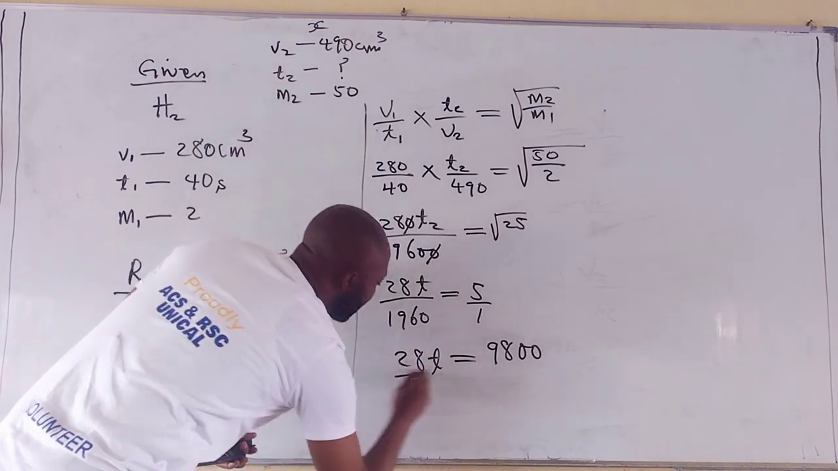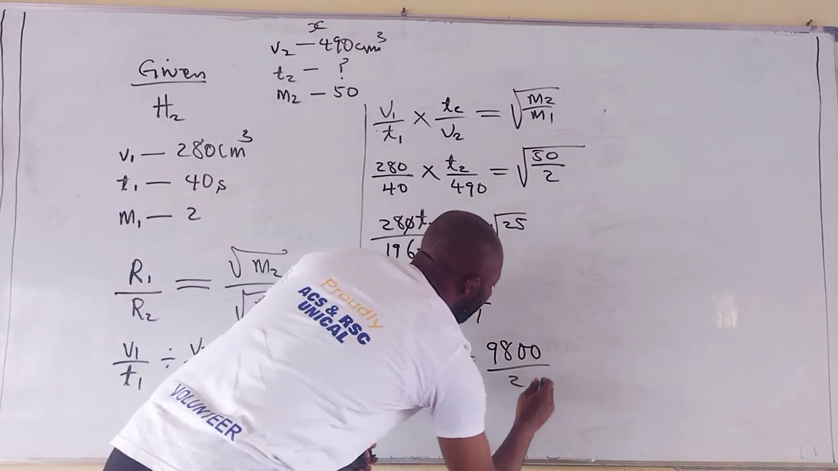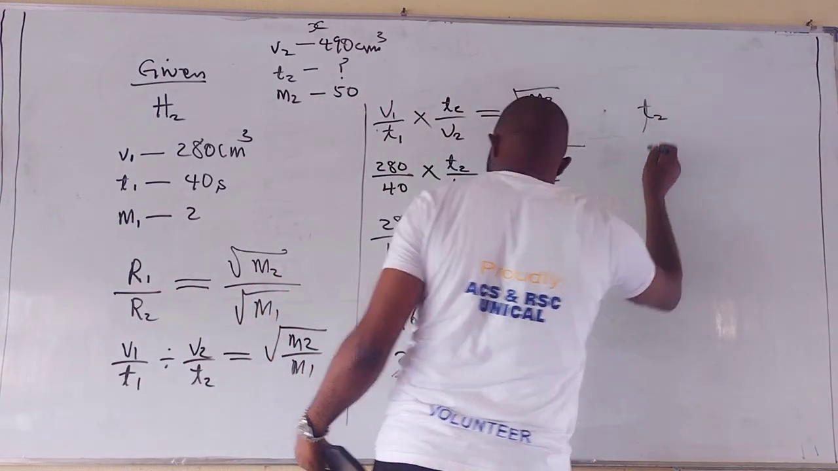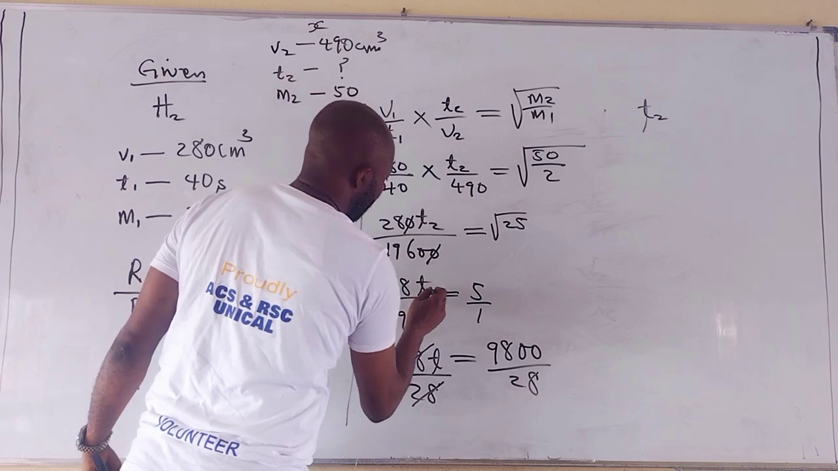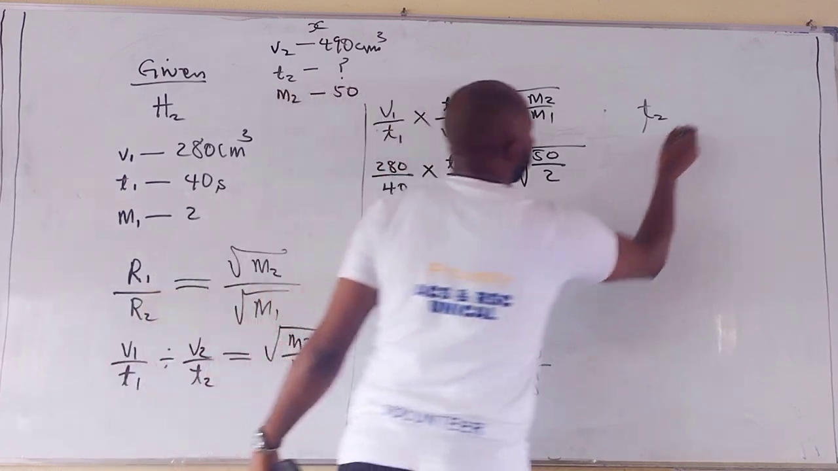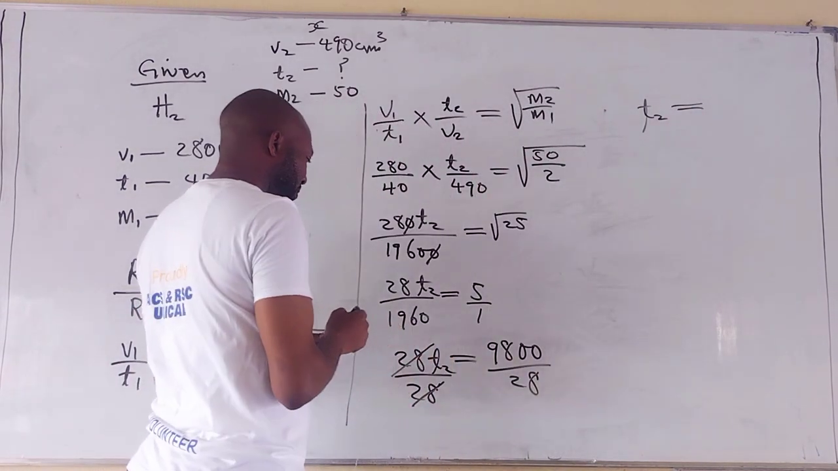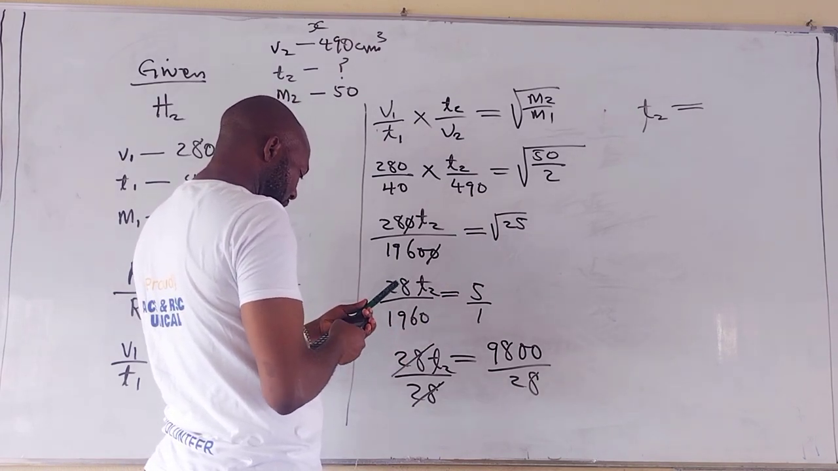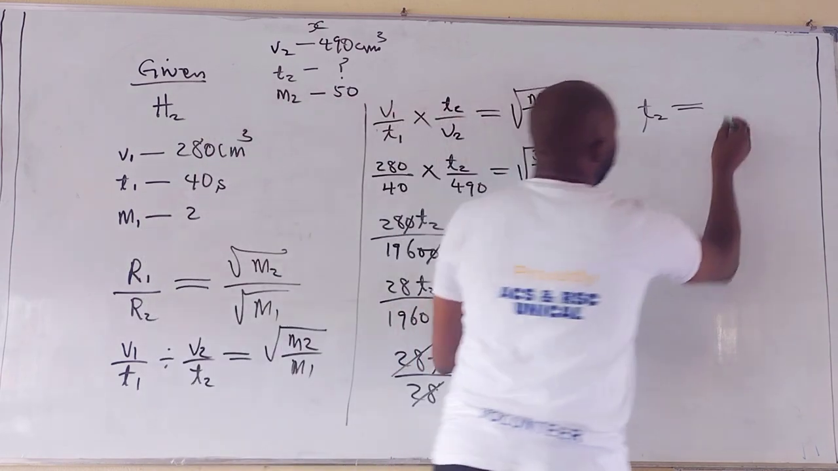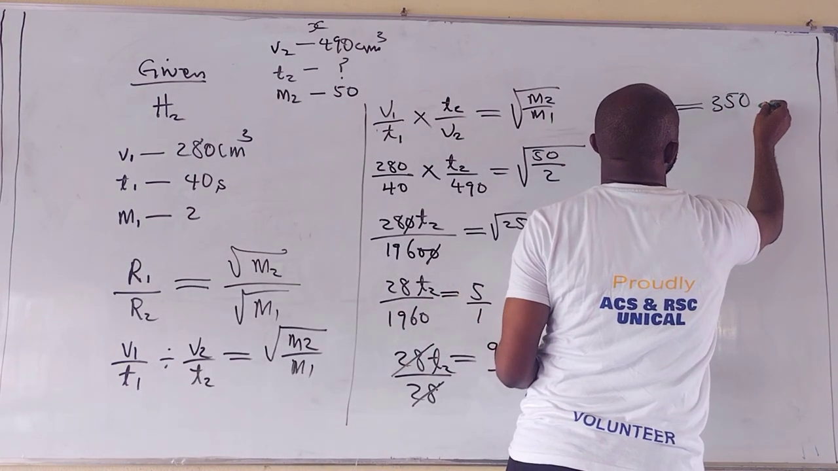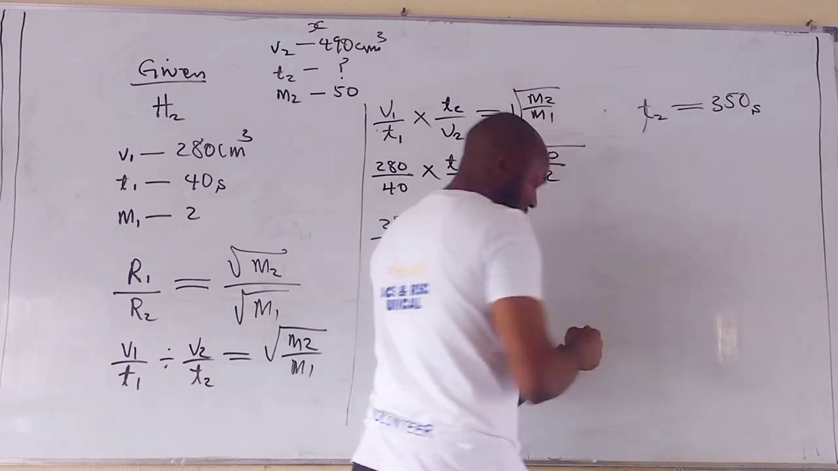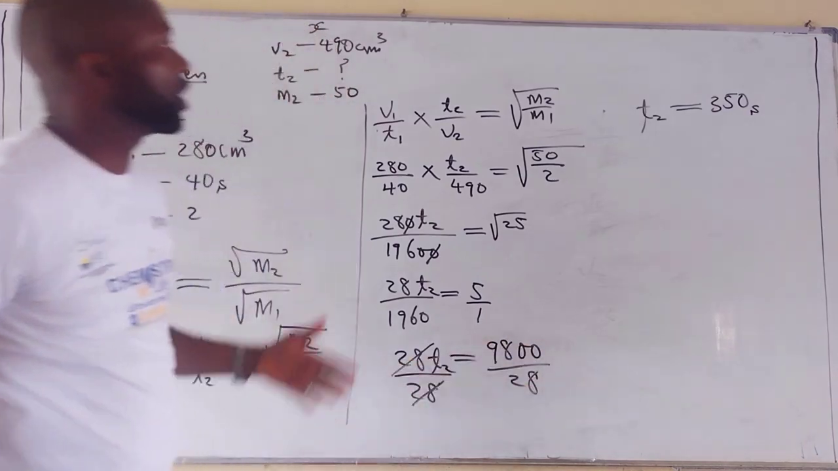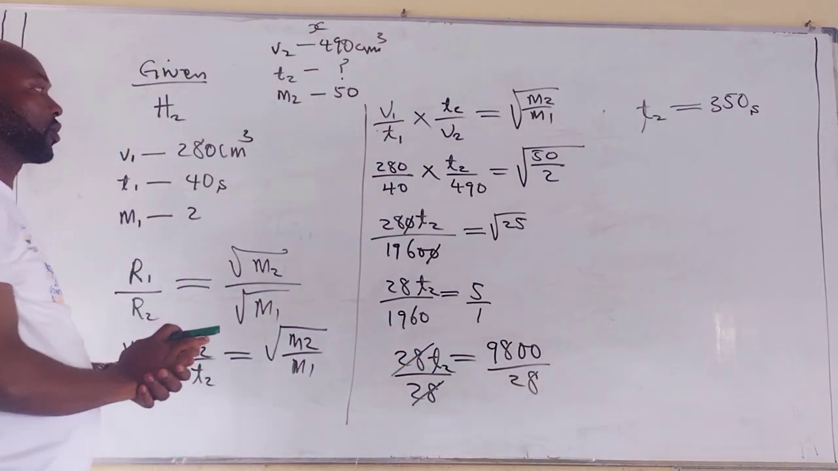9800. Now divide both sides by 280. This will go to my T2. My T2 will be 9800 divided by 280, and that will give me 35 seconds. So from the question, they say, how long will it take? So it takes 35 seconds to achieve that.